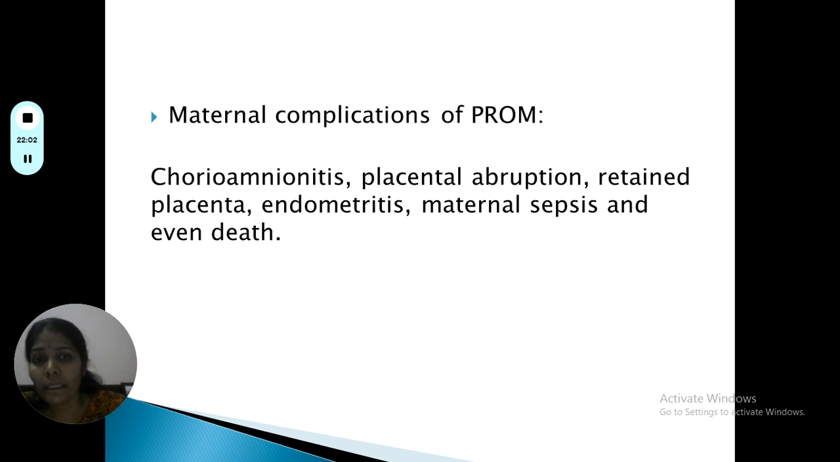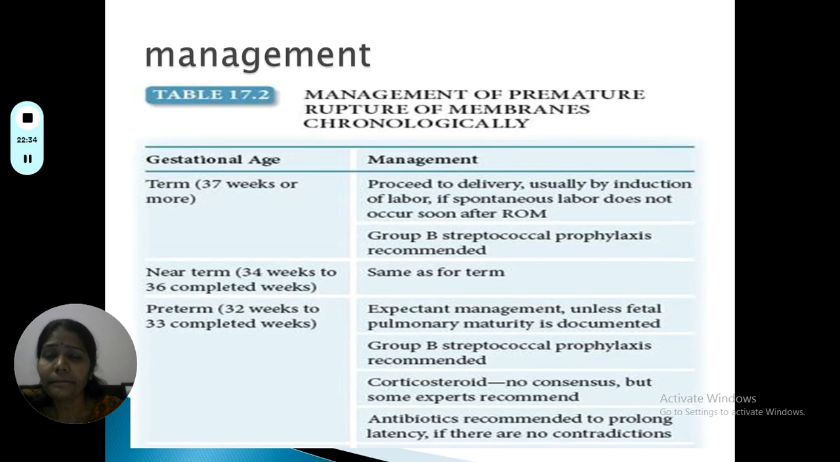And what are the maternal complications of PROM? We have chorioamnionitis, placental abruption, retained placenta, endometritis, maternal sepsis, and even death. So all these are due to ascending infection: chorioamnionitis, endometritis, maternal sepsis. Placental abruption can occur because of the sudden leak of fluid through the vagina, which will lead to early separation, decompression of the uterus, and separation of the placenta. So these are the complications that can occur because of a PROM.